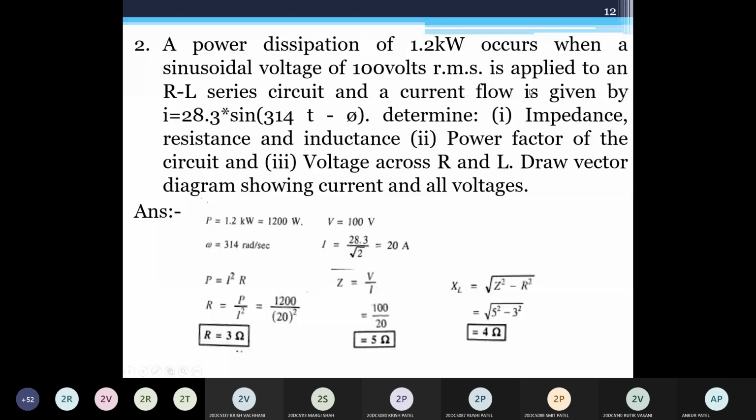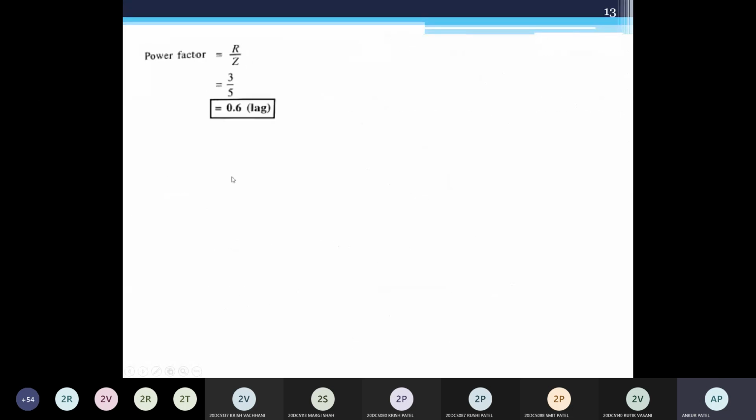Now the power factor. We know power factor can be found in three ways. Whatever data is given, according to that you can find the power factor. We know cos phi equal to R by Z, cos phi equal to P by S, or the cosine of the angle between voltage and current. Here we have R and Z, so accordingly you can find cos phi. So cos phi is R by Z. Why is it written lagging?